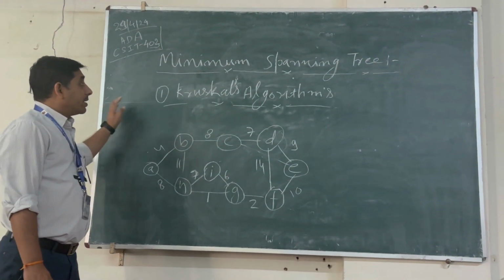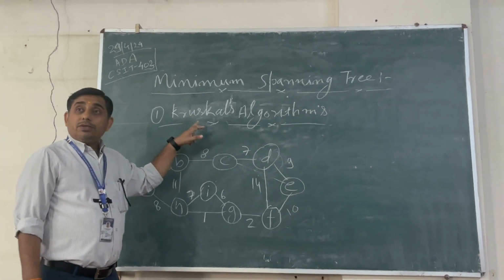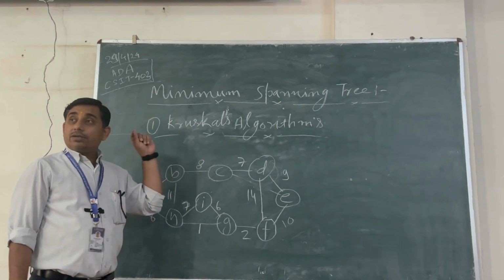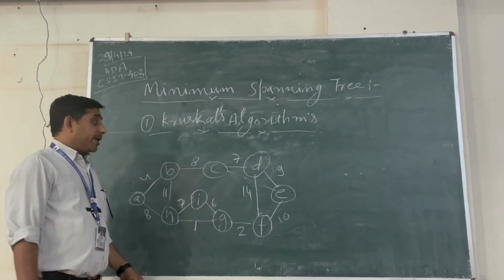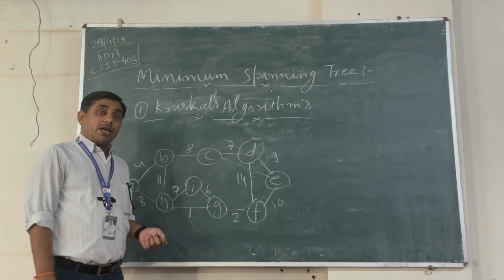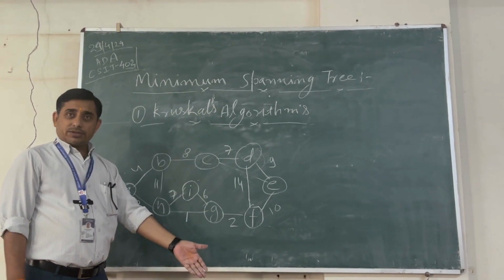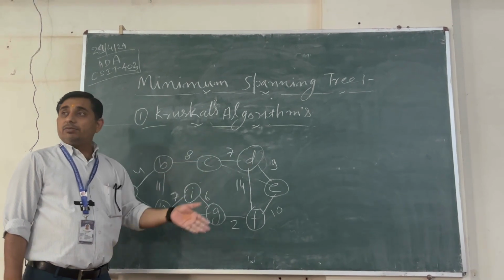So how do we solve this minimum spanning tree problem? By using the Kruskal algorithm. Okay, so in case of Kruskal algorithm, we first write all the nodes and all the edges between the nodes and their weight.